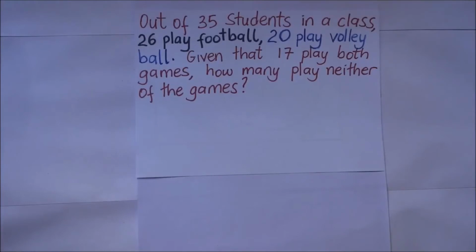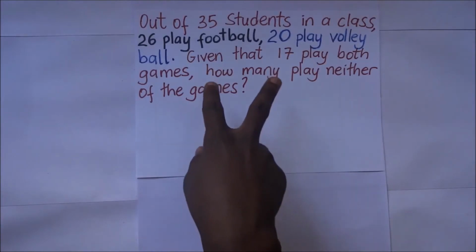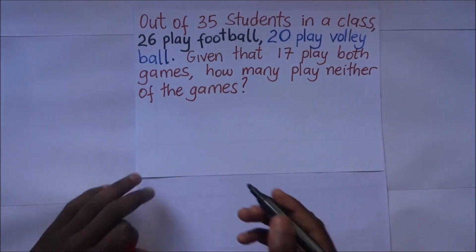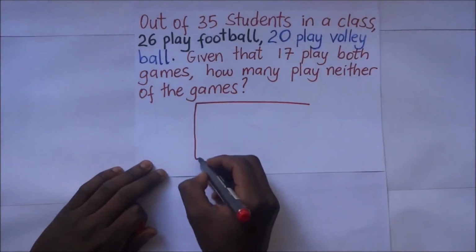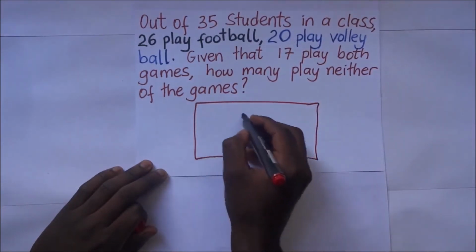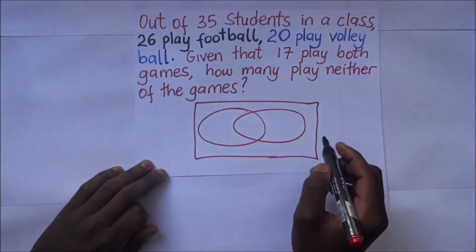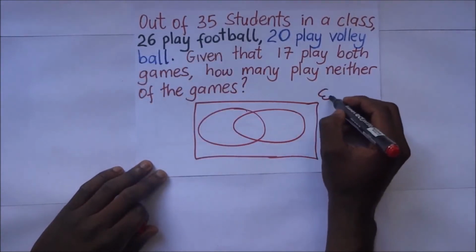Now, out of 35 students in a class, 26 play football, 20 play volleyball. Given that 17 play both games, how many play neither of the games? Let us summarize this question in a Venn diagram, in a rough one. If this is our rough Venn diagram, we are having out of 35 students, it means our universal set is 35.